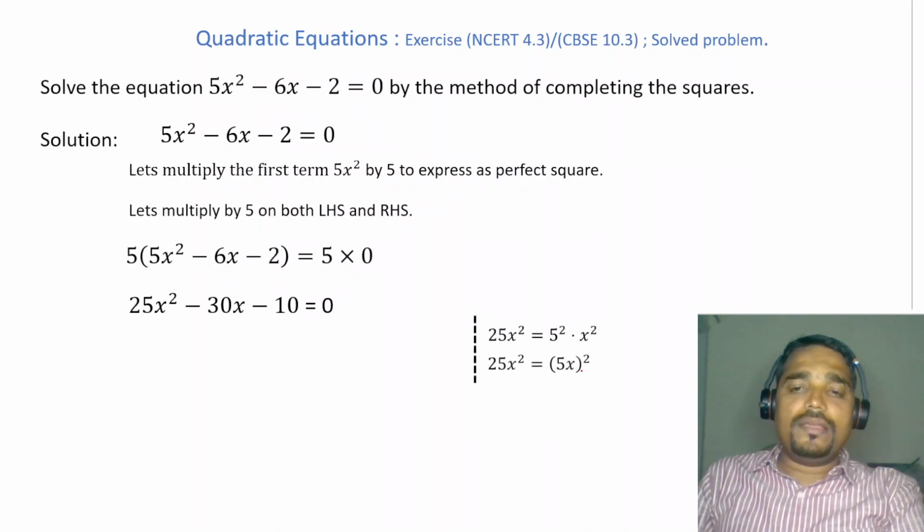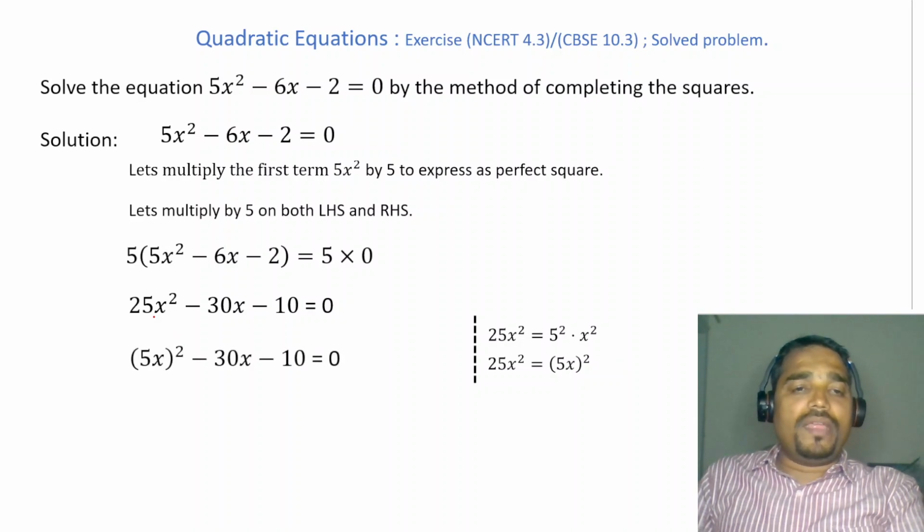Now we see that because there is a whole square for a bracketed term, it's a perfect square. Let's substitute 25x square as 5x whole square, which means we have modified the first term by some simplification, wherein it is now expressed as a perfect square, which means step number 1 is completed.